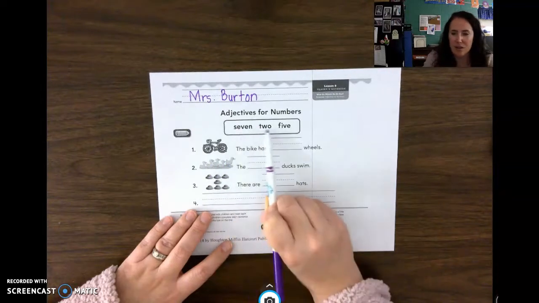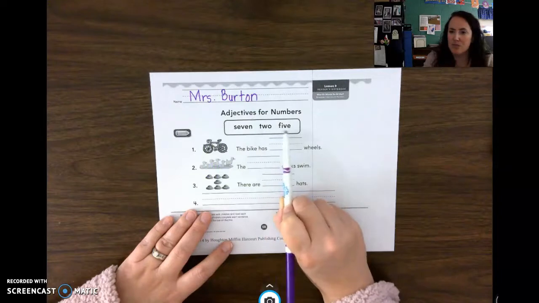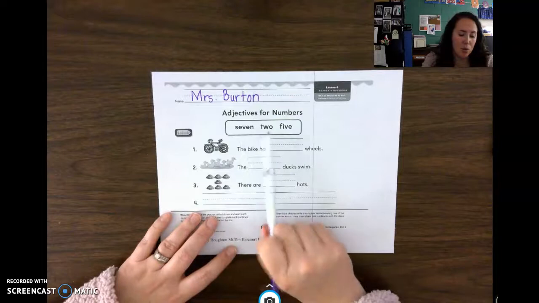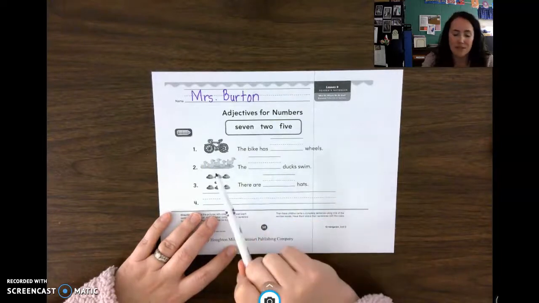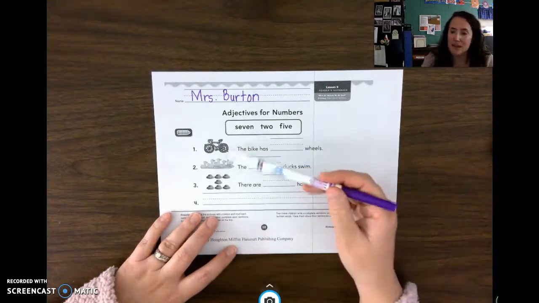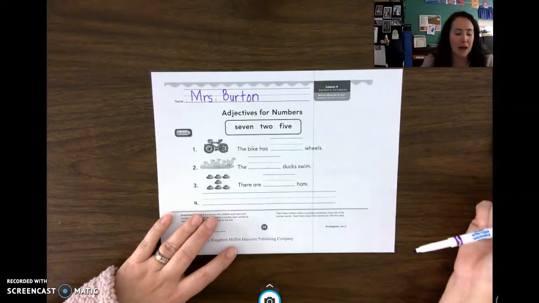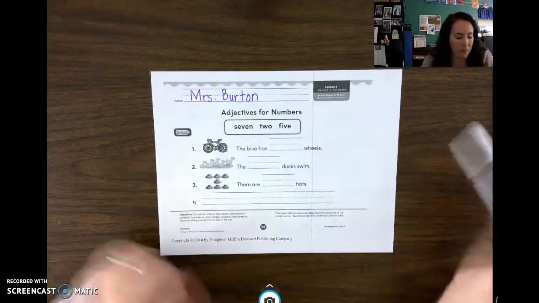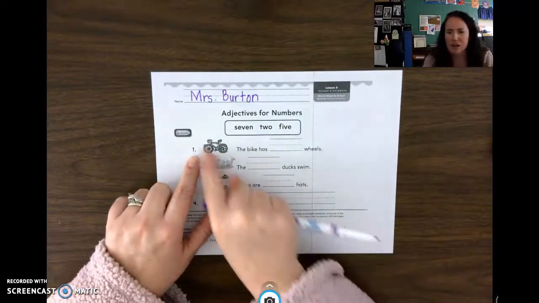How about this one? Two, and what's this one? Five. So we're going to use those three number words, those three number adjectives to describe some things on this page. We're going to finish this sentence by choosing the right number word to describe something in the picture. Okay? So let's look at number 1. What do we have here?